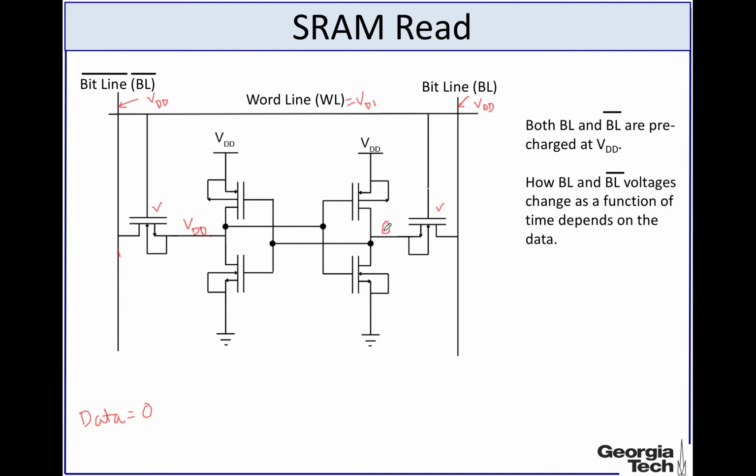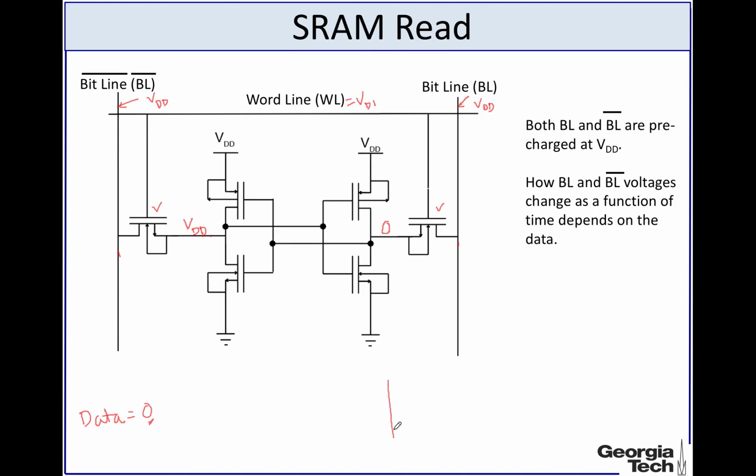On the other hand, this is 0 and this is VDD and this is on. So as a result, the voltage at the bit line will start going down. Again, the bit line bar voltage will remain constant at VDD, while the bit line voltage will start going down from VDD towards 0. Now if you simply compare the voltage difference between the bit line bar and bit line, you will see that if the data stored is 0, then the bit line bar voltage will be larger than the bit line voltage.